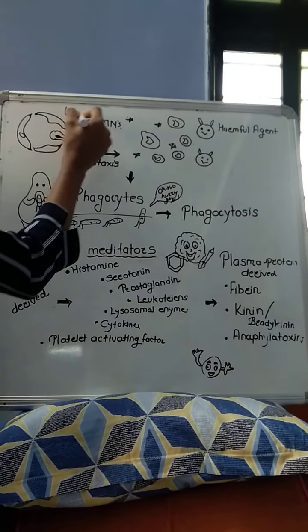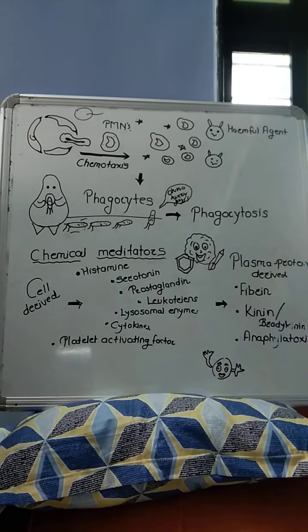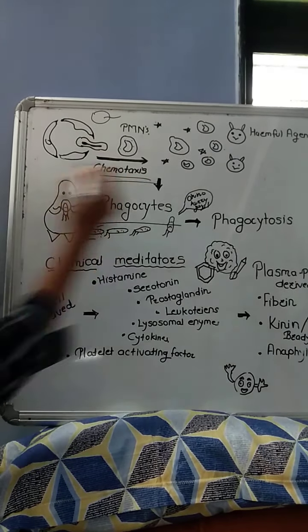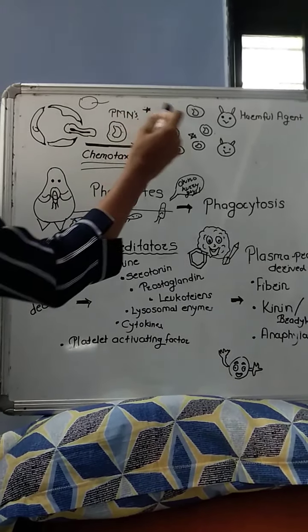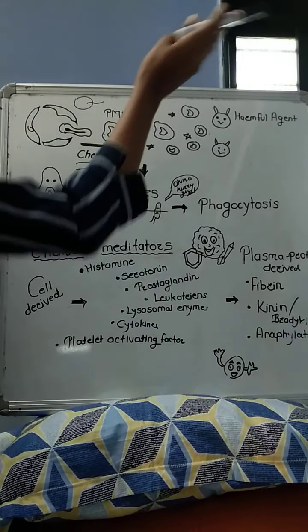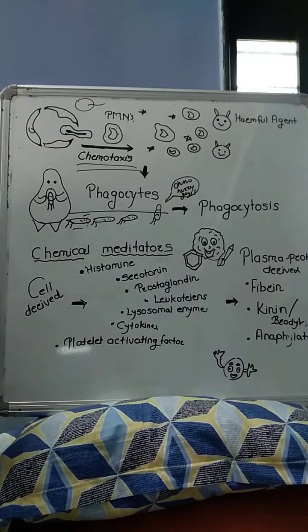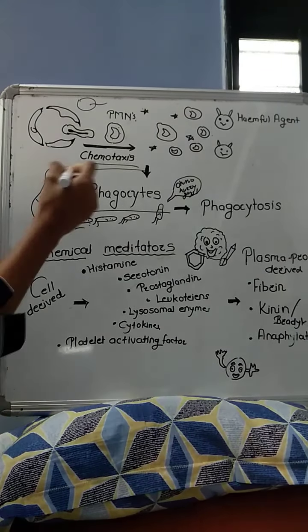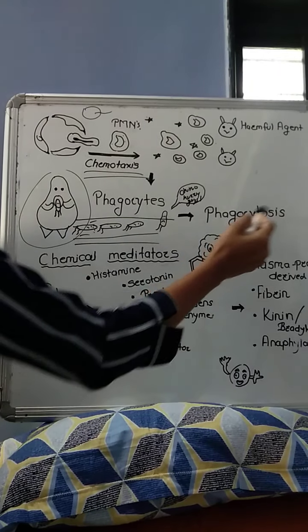After this event, the migrated leukocytes find a way to go to the harmful agent. For this, chemicals help them to escape from the blood vessels to that harmful agent. This happens by the process of chemotaxis. These chemotactic substances attract the neutrophils towards that harmful agent, and they find a way to go to it. And after finding that harmful agent, what do the neutrophils do? They phagocytose the harmful agent. This process is known as phagocytosis.